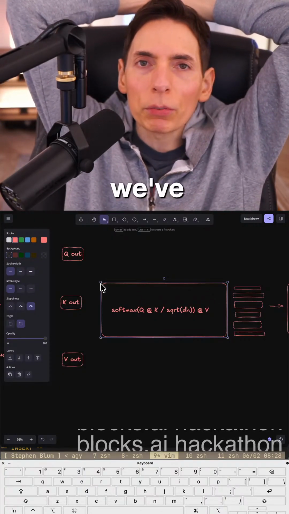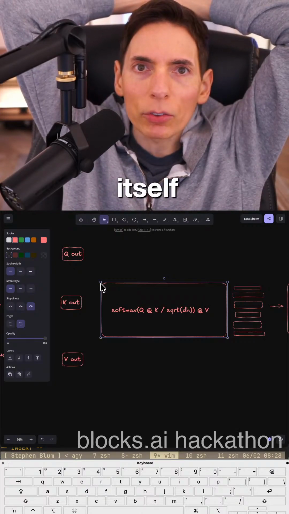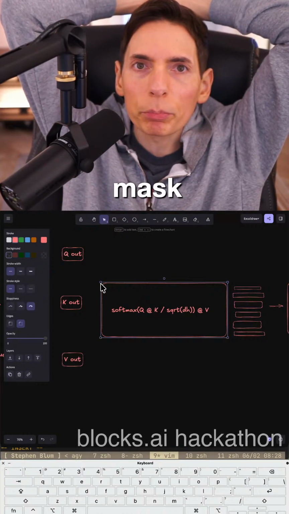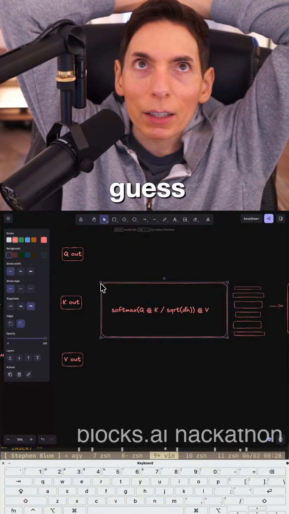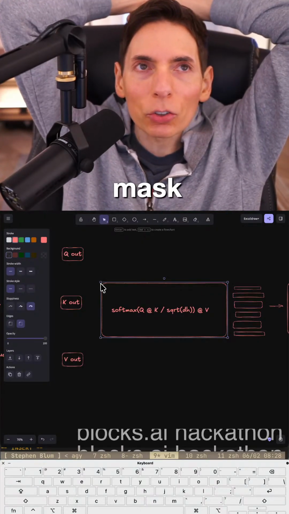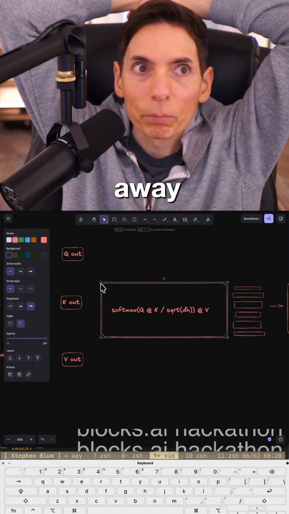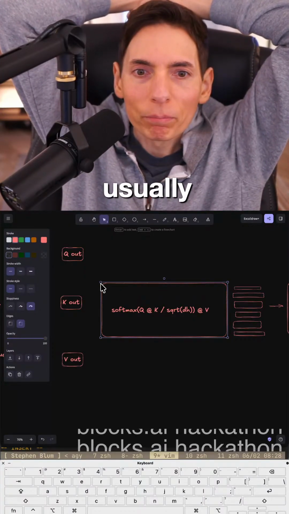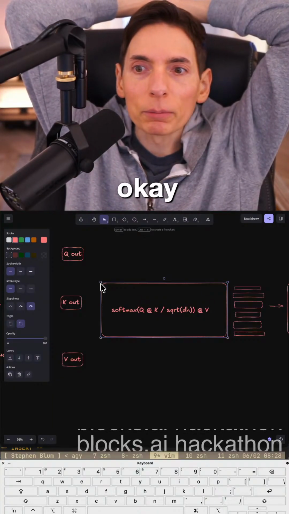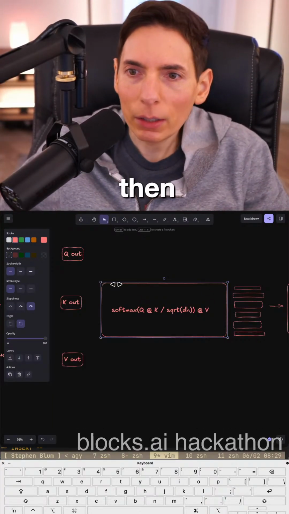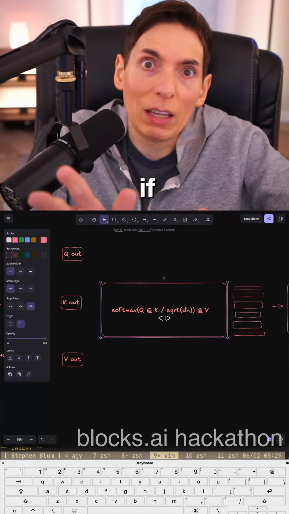I know we've got an example that we could look at to see for the mask itself. Do we do the attention mask before we make the heads or after? Because I guess it doesn't matter. The only thing is the mask is really going to take away a lot. And usually per head, I think. Oh, it is per head. Oh, really? Per head? Okay. All right. So then that seems more fair if you do it per head.